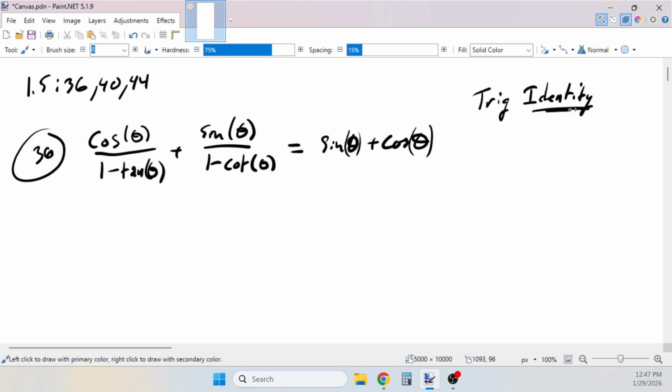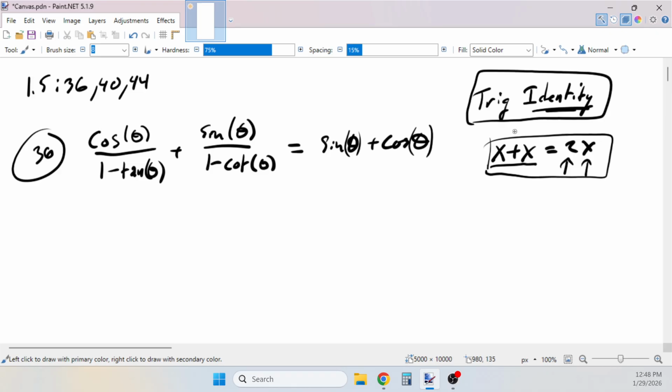An identity, in this sense, is two things that look different but are always the same. For instance, x plus x equals 2x is an algebraic identity. If I add something to itself, it's the same as multiplying the thing by 2. It is always true: whenever we see x plus x in an equation, we can always replace that with 2x. The trig identities are the same thing, but for trig functions.